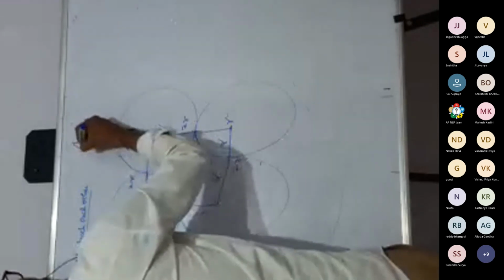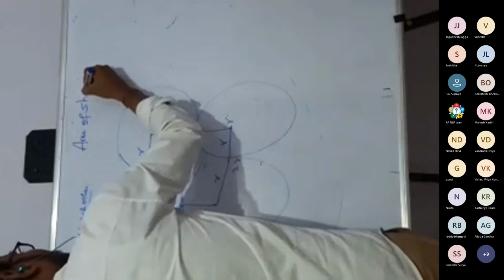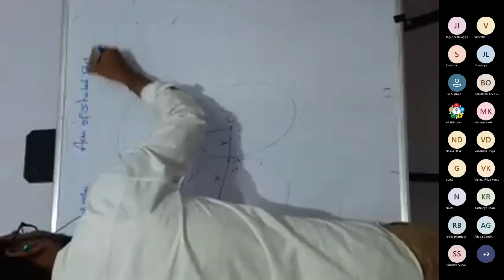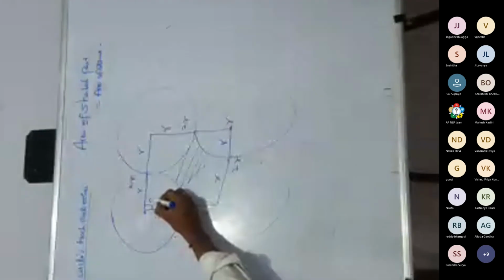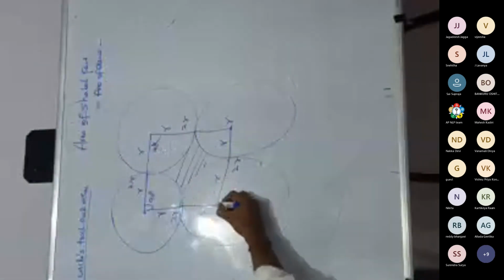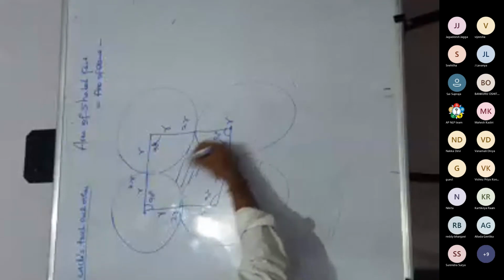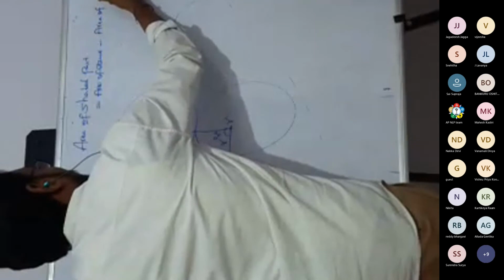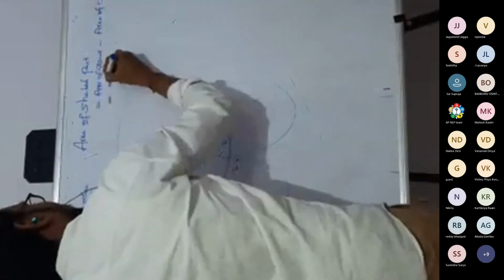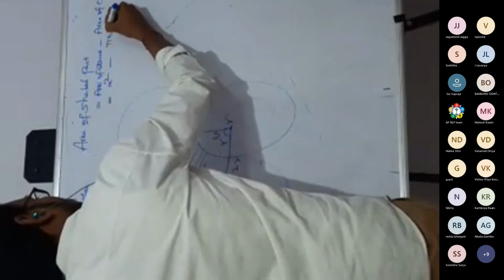Then the area of the shaded part is equal to the area of the square minus the area of the circle. The sum of the angles in a quadrilateral is 360, and in a square each angle is 90 degrees. Four 90s is 360, which means a complete circle. So take the area of the square minus the area of the circle. Area of the square is a square, and area of the circle is pi r square.